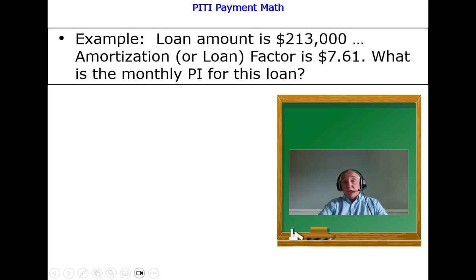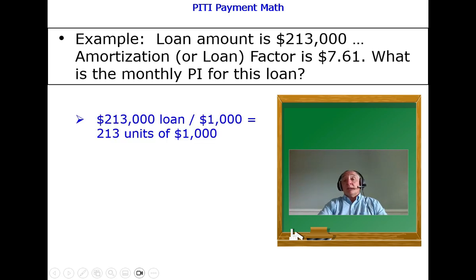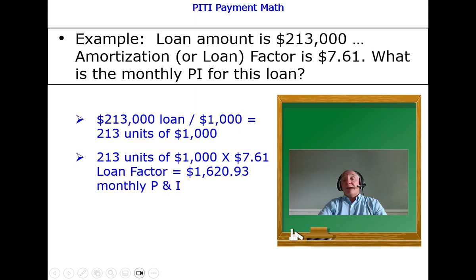So, loan amount's $213,000. Loan factor is 7.61. What is the monthly P&I? So, I take that $213,000 and I'm going to divide that by 1,000. 213 divided by 1,000. All right, that's 213 units of the 1,000. So that's 213. That's all you have to remember. Divide the loan amount by 1,000, and then you're going to multiply that by 7.61.